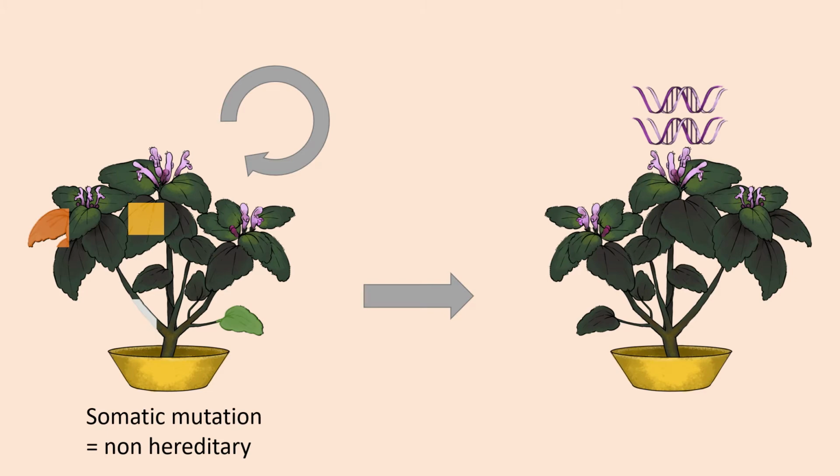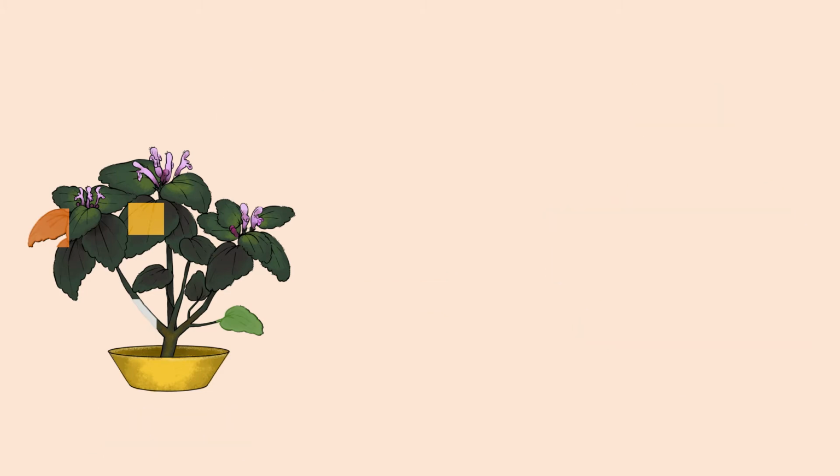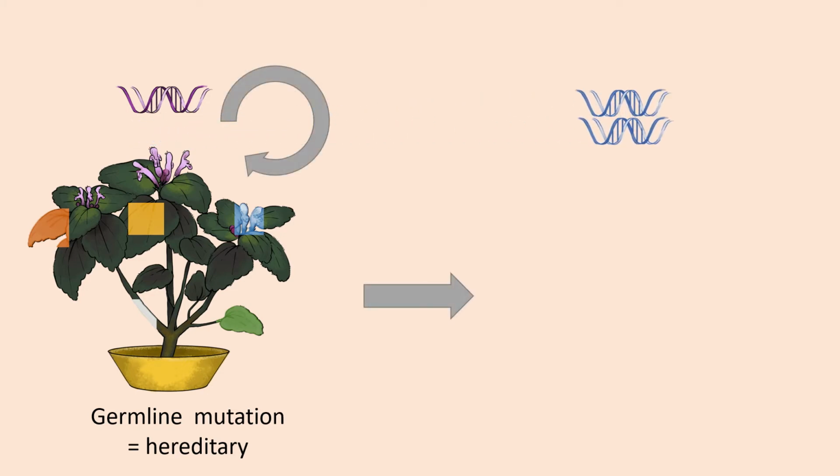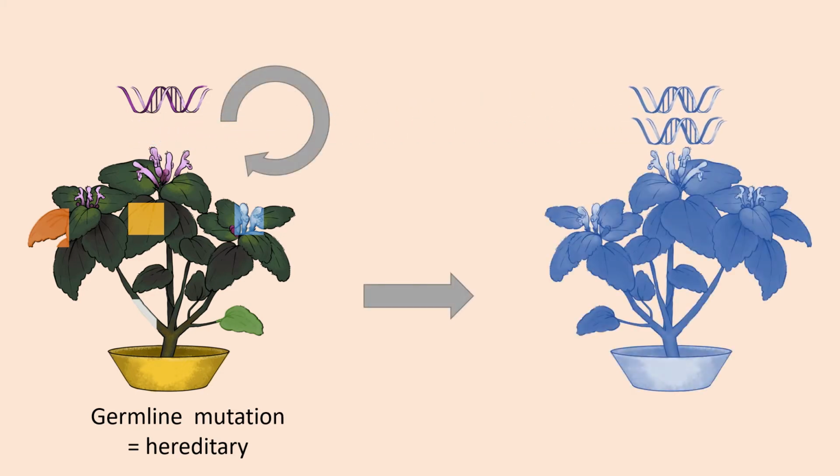The only way for a mutation to be hereditary is if it occurs in a germline cell of the pollen or an ovule. In this case, all cells of the offspring will carry the mutated gene, including its own germline cells, so the mutation will be hereditary.